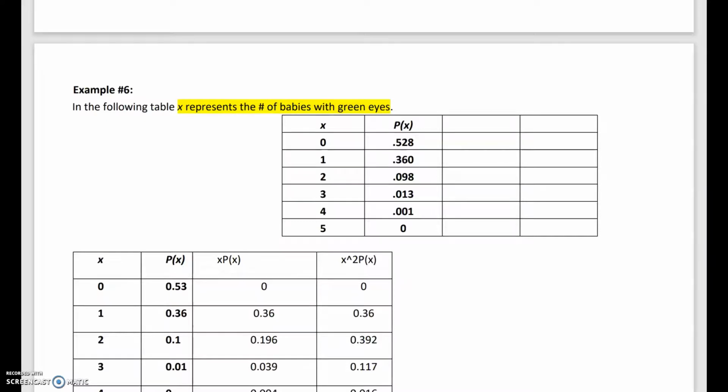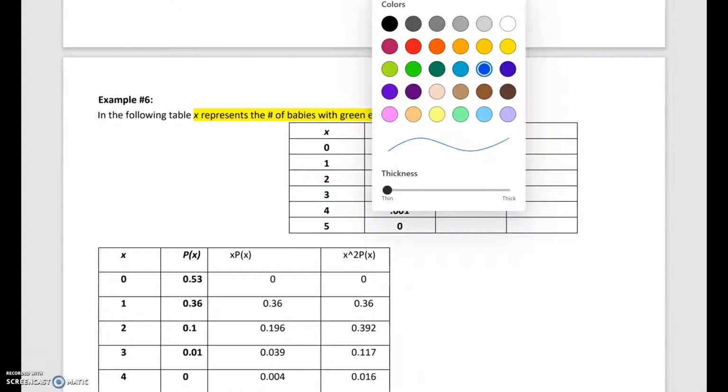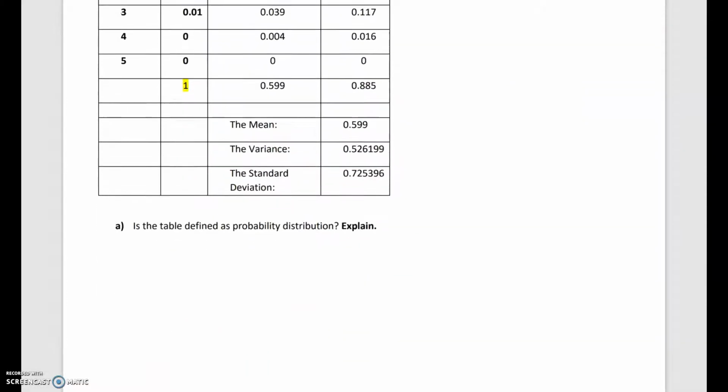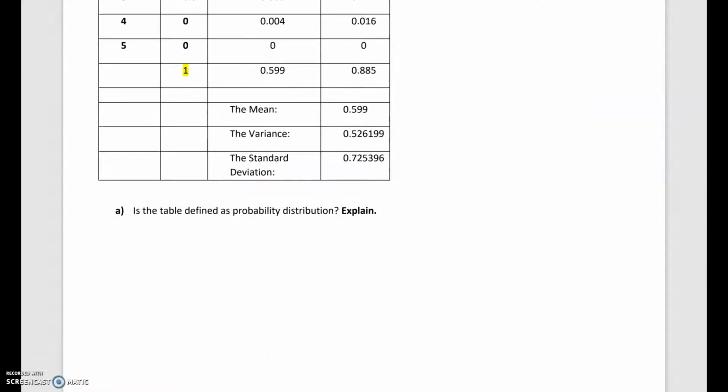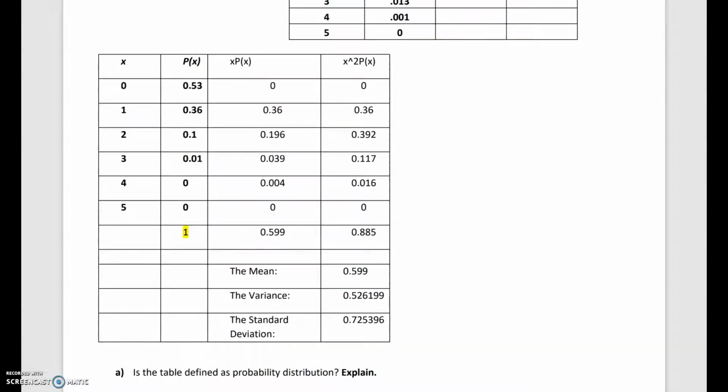Hi class, in this video we're going to do the other part of the problem, meaning we already did the calculations using Excel and then we're just going to answer the questions. Now the first question that comes up on this problem is they're asking if the table is defined as a probability distribution. On the previous video I actually added this because it represents the sum of P of X.